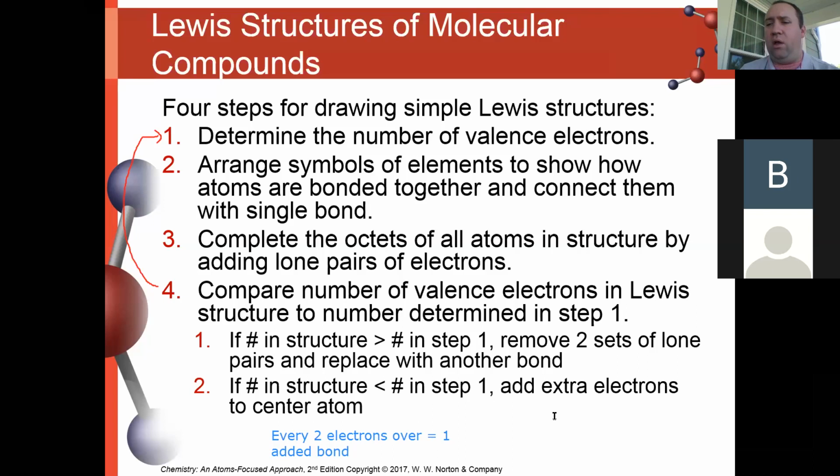Now, if it's the other way, let's say that we had 26 electrons, but we were supposed to have 28. Well, if there's any extras to be added, we're going to put them on the center atom. And because of the relatively low electronegativity of the center atom, there's a chance that it's in need of extra electrons in those kinds of cases.